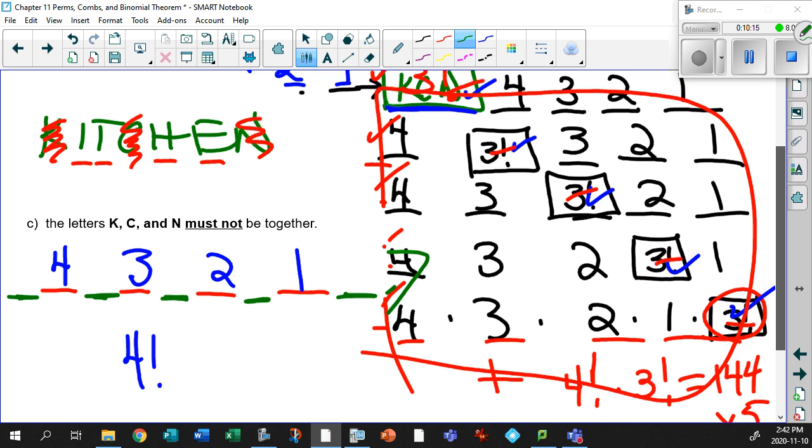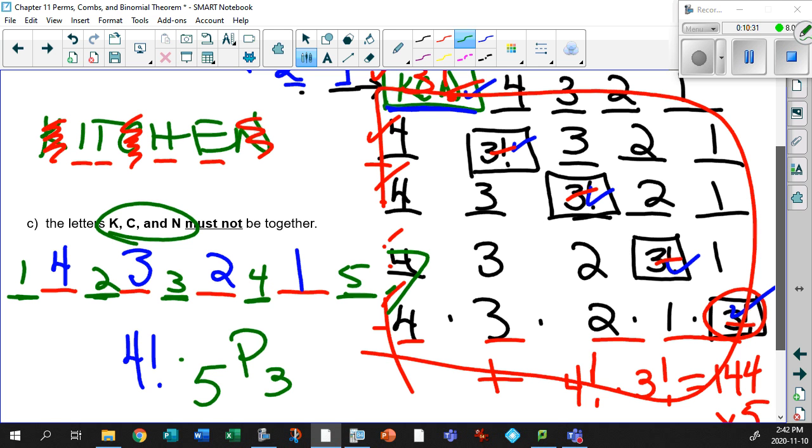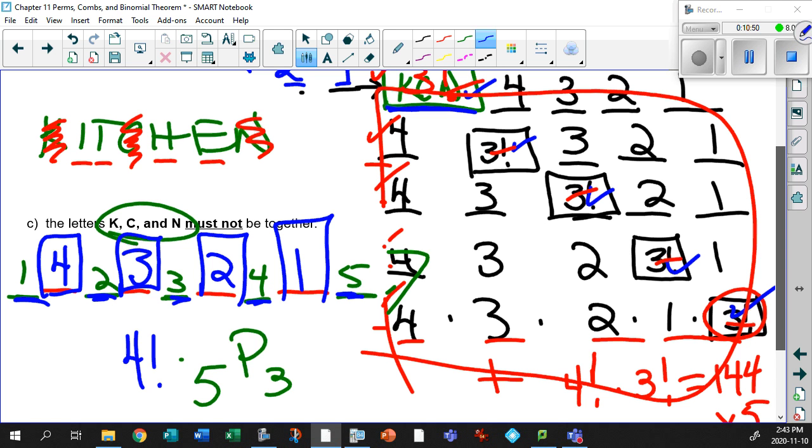Well, that's kind of interesting. So if you think about it, you have 1, 2, 3, 4, 5 positions where K, C, and N can go, but you only have 3 letters. Oh, okay. Well, guess what? Then you have 5 positions, and you're going to pick 3 positions to fill with those letters. This becomes a permutation. Makes it really super simple. 4 factorial on the remaining letters, which of course were I, T, H, and E. But you have 5 positions they can be in, but you only have 3 letters to pick from. Oh, well, that just makes all kinds of sense. So 4 factorial times the permutation of 5 pick 3.